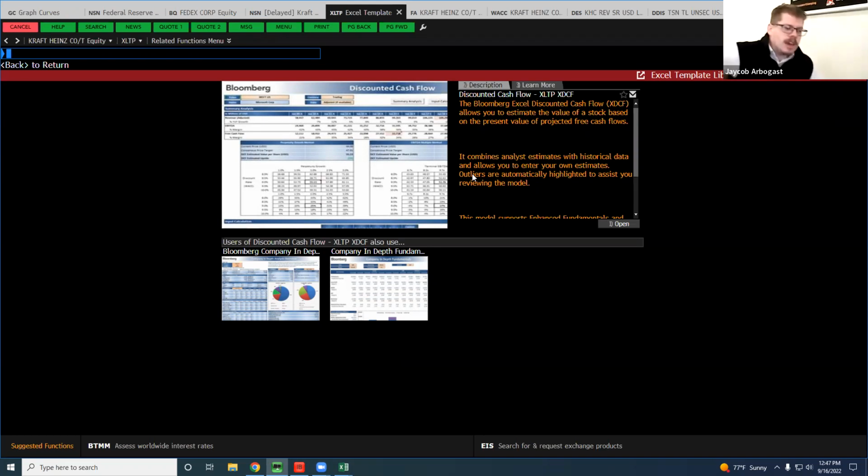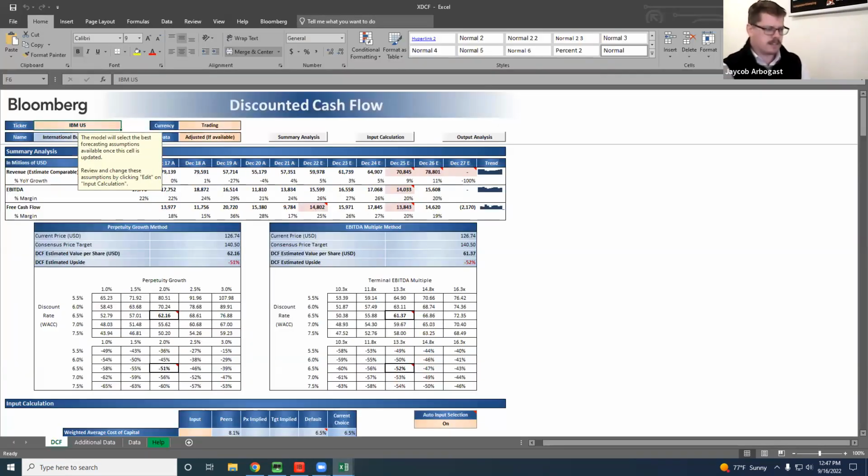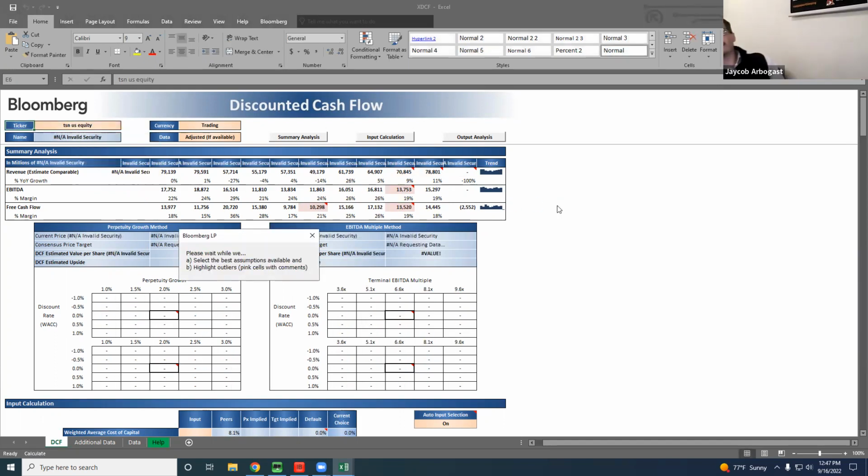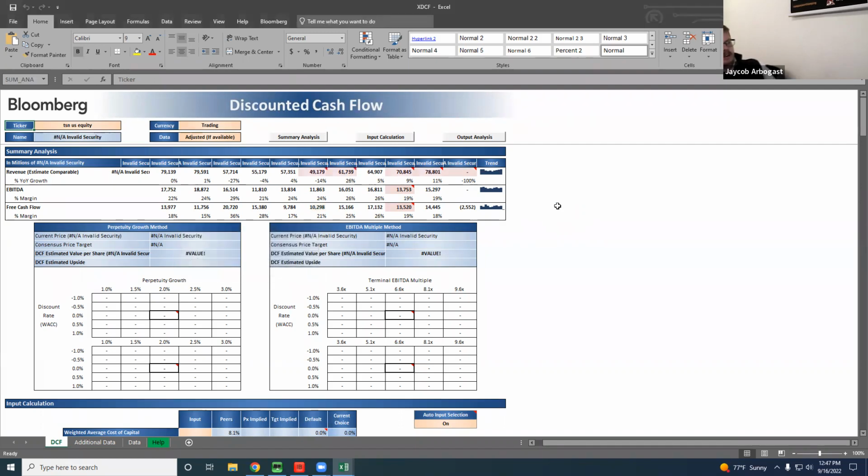So we want capital gain growth, and what I'm pulling up right here is the XDCF. So this is discounted cash flow. So let's use Tyson now. TSN US. Capital gains would be the stock price goes up and we sell it for a profit. Yep. So this DCF model, discounted cash flow model, makes some assumptions that we can alter.